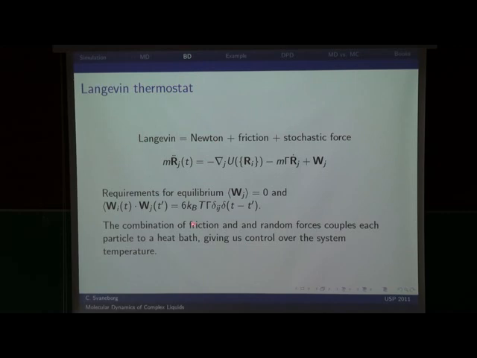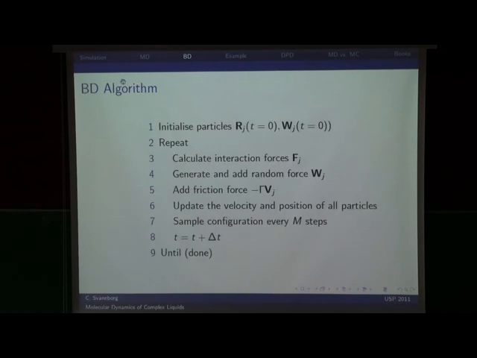Right, so the combination of friction and random forces couples each individual particle to a heat bath, and this means that we can now control the system temperature by controlling the relative strength of these two effects. Very simple. So what would the Brownian dynamics algorithm look like? Well, it's almost the same as the molecular dynamics algorithm. Again, we take the interaction forces, and now we need to generate and add a random force. We need to add a friction force, but again you use the Verlet update to update positions, again assembling configurations, and essentially the same algorithm, but now with temperature.